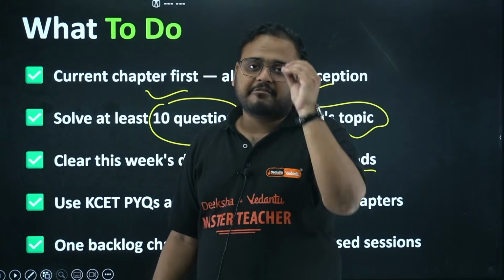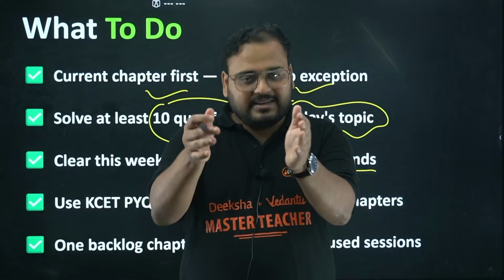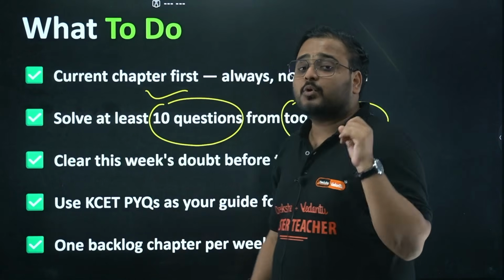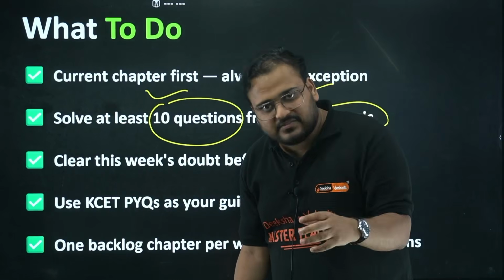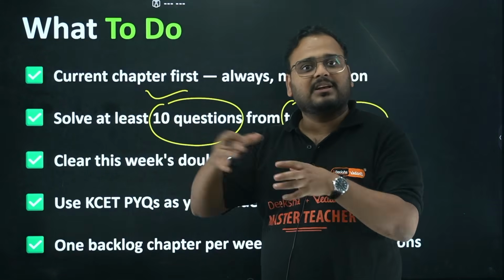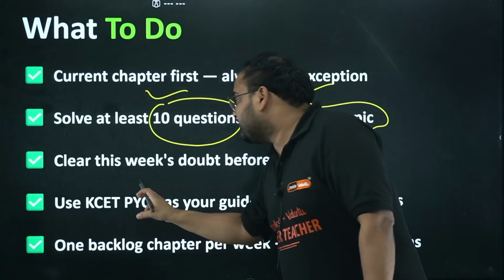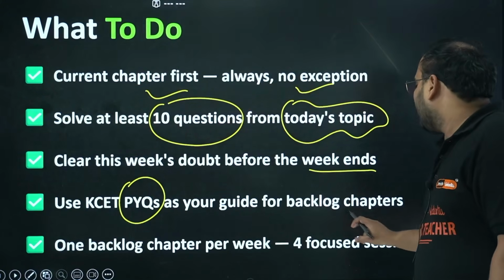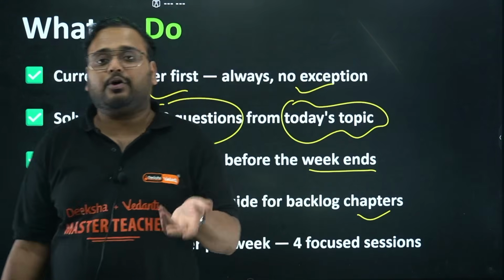If you have a doubt, find time, ask your teacher half an hour, 15 minutes, 20 minutes, and take a list of questions and ask all the doubts. Don't keep the doubts for the next week, because next week you're going to have new doubts. If you have this week's doubts and you didn't ask your teacher, next week you're going to have a different number of doubts. It'll keep becoming a big pile. Okay, use KCET PYQs as your guide for backlog chapters. Means once you revise the backlog chapters, how would you know whether you have done it right or not?